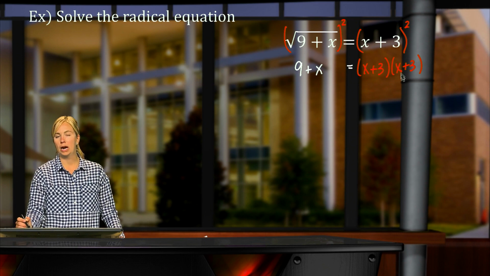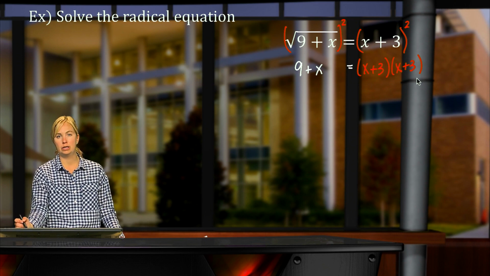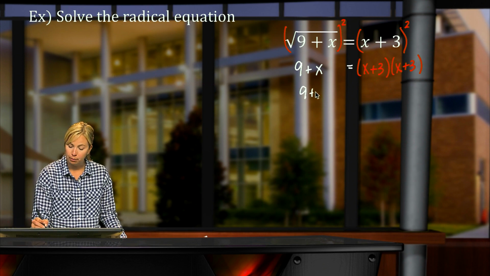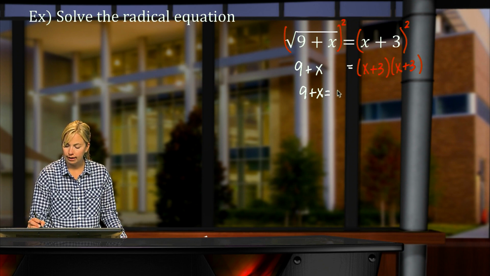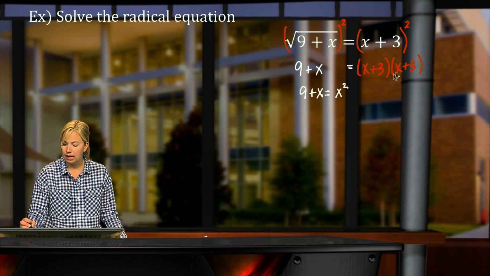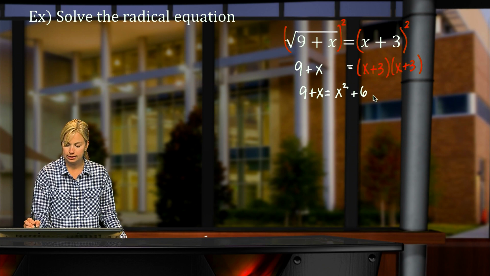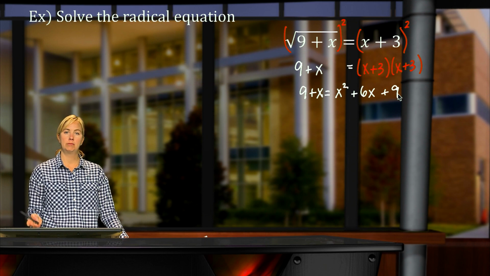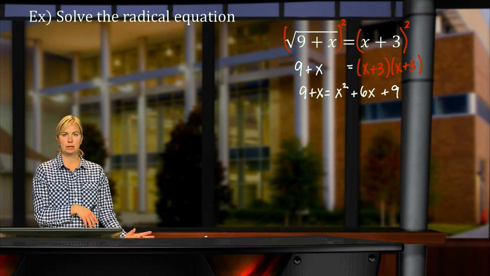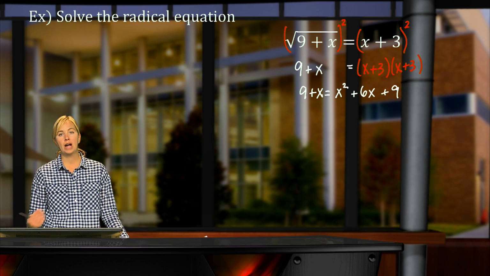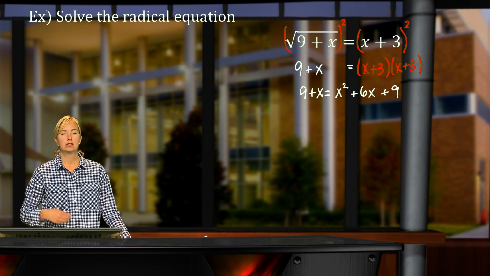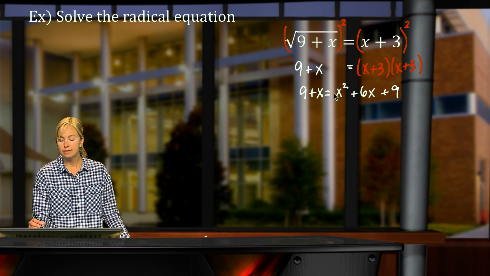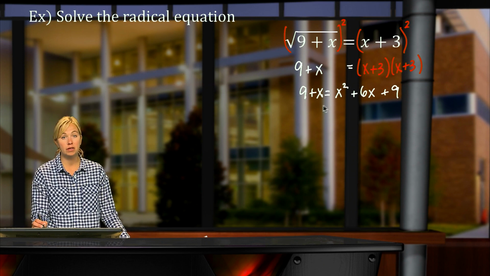It's very important to write that binomial twice because now that we see it written twice, we recognize that we're going to have to FOIL. 9 plus x equals x squared plus 3x plus another 3x is 6x. 3 times 3 is 9. Now, similar to the one before the last example, which was pretty long, we've got an x squared in this equation. So we're thinking quadratic, we want to set it equal to 0 and try to factor. Since we want to keep the x squared positive, we're going to move the 9 and the x.